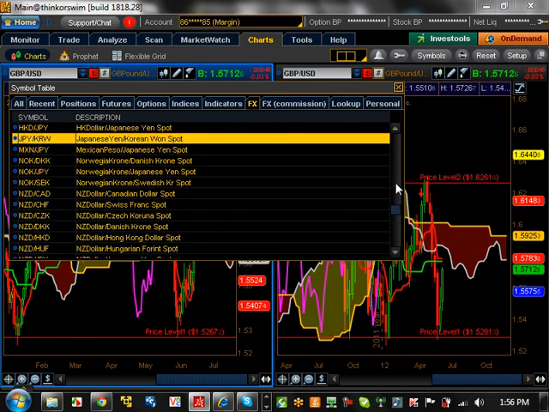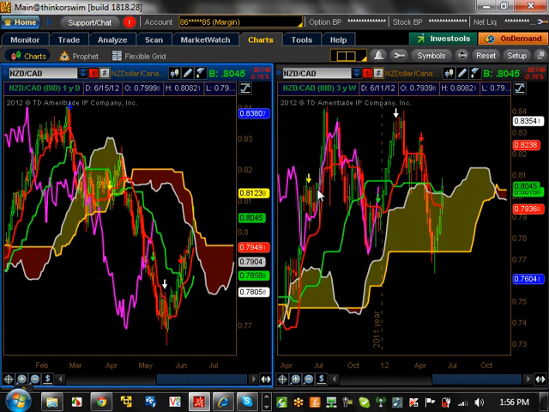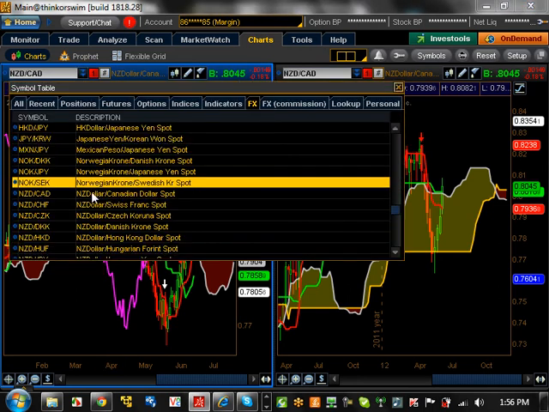Whoops, we skipped on New Zealand pairs. New Zealand CAD, nothing really going on here. You could see we're just basically consolidating right now. 81.50 is the next major resistance level. 80.10 is basically a major support, and the major one's going to be basically 79.36 moving forward.